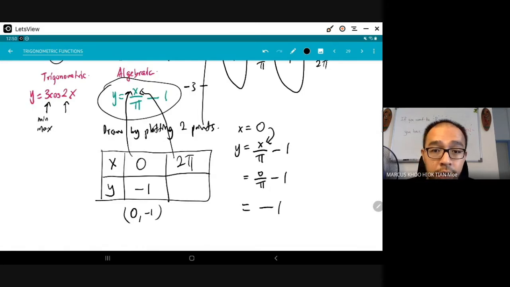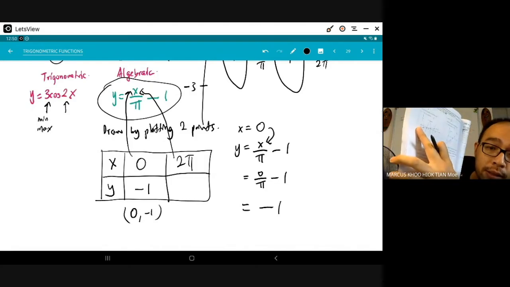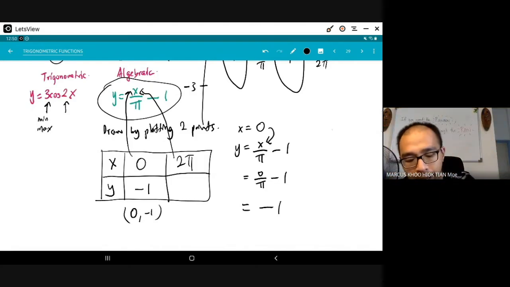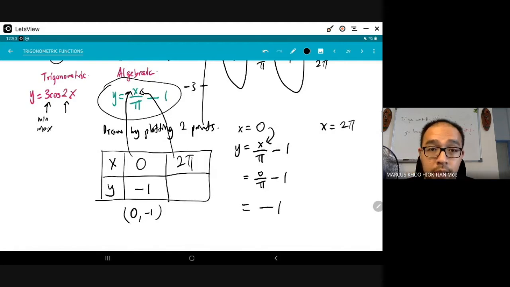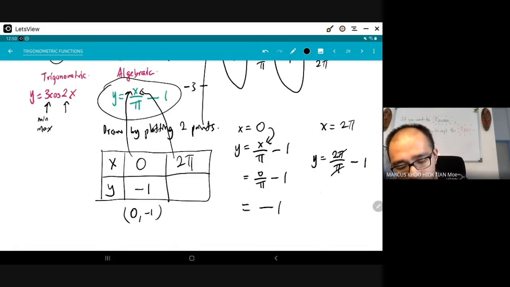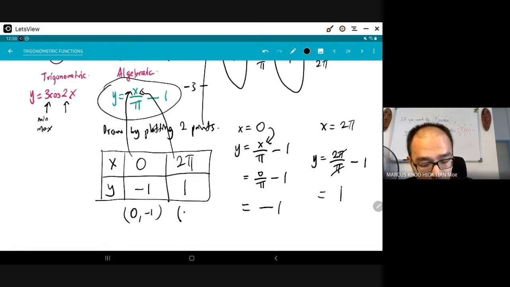Can you see the 0 and -1 in the contour over here? Let's do x equals 2 pi. When x equals 2 pi, we substitute. y equals 2 pi over pi minus 1. You find that the pi will cancel each other out, no need to think so long. Don't let the pi scare you, it's just a number. So 2 minus 1 will give you 1. So you get 1 over here, and that means I have 2 pi and 1.